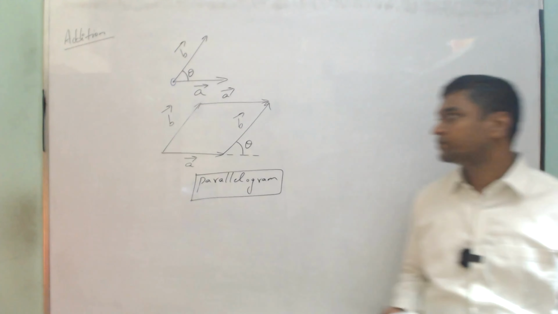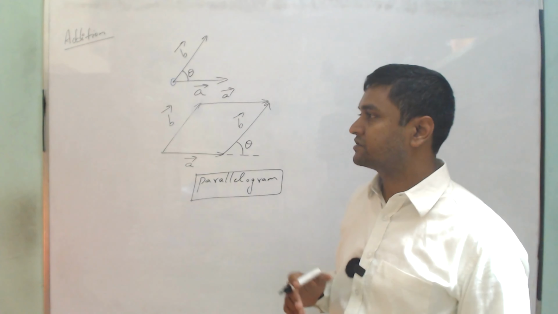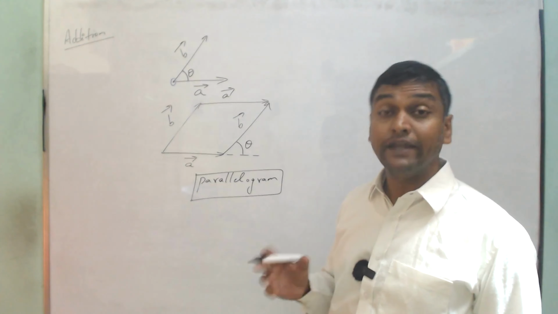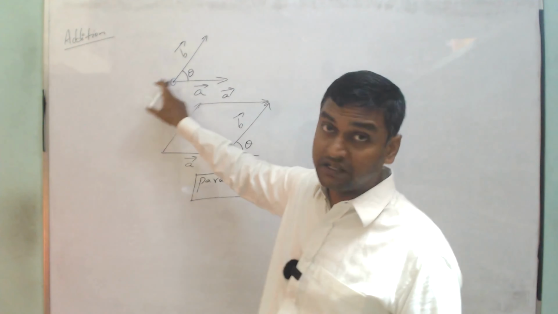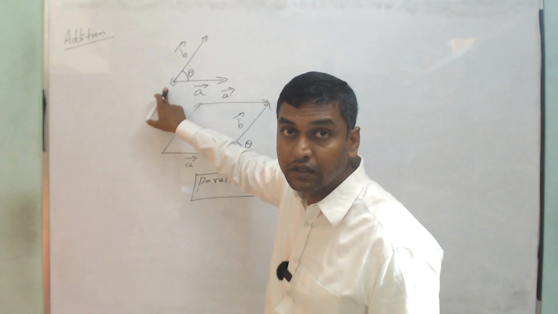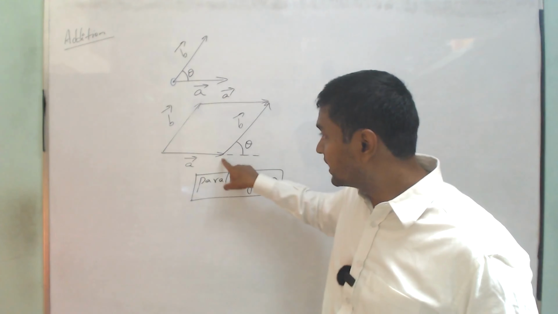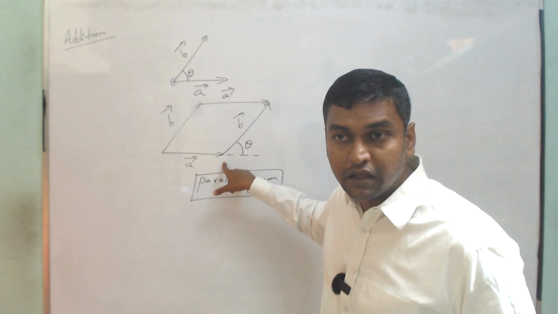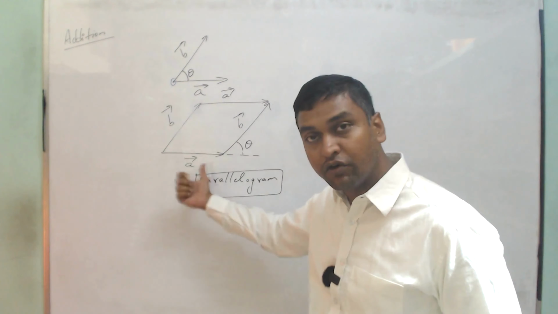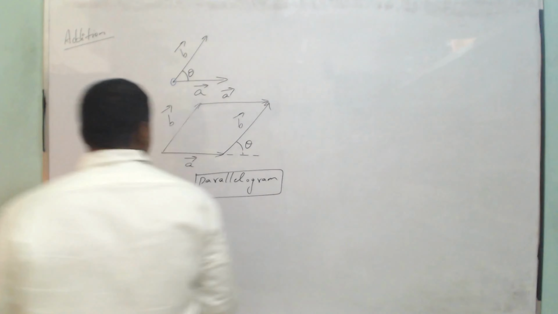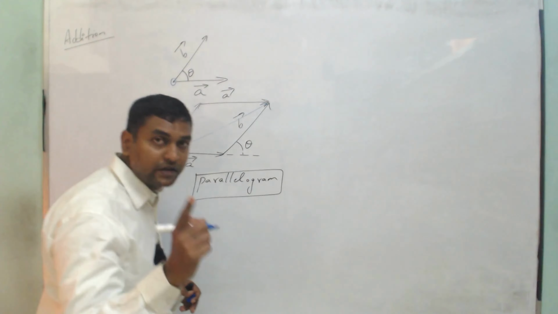Now, the third point in which people usually face trouble: when you are adding two vectors, always place the tail of the second vector at the head of the first vector, and the line joining the tail of the first vector to the head of the second vector is called the resultant vector.